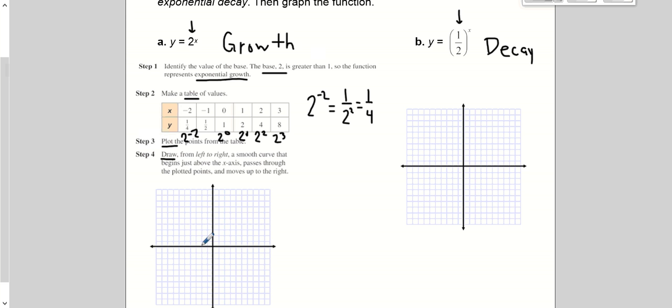The fractions, we're just going to estimate. Anything to the 0 power is 1. So our exponential growth and exponential decay functions are going to go through that point, 0, 1. That's a really important point for our graphs. And then 1, 2, 2, 4. Goes there. And 3, 8.